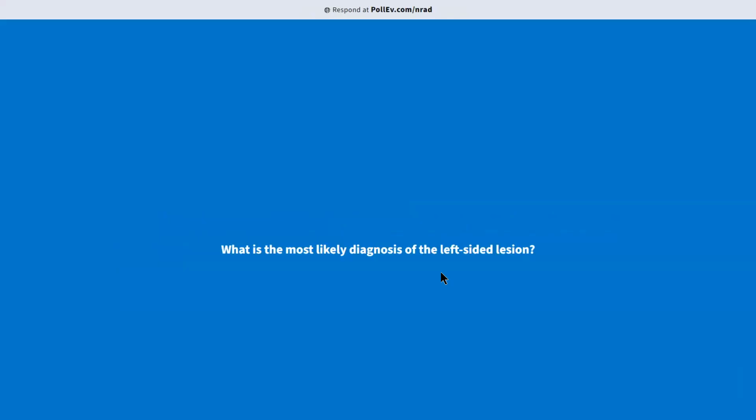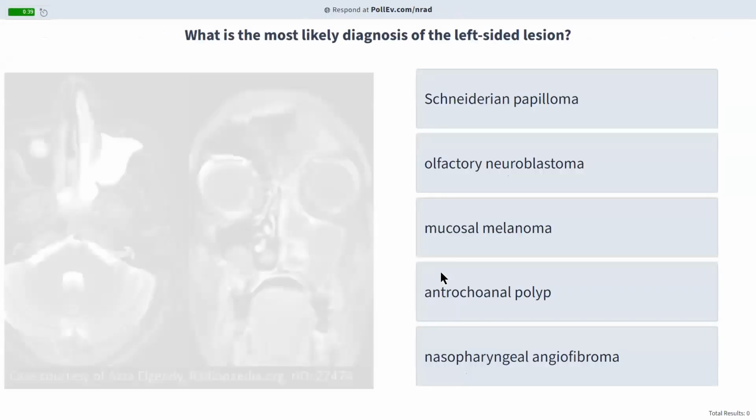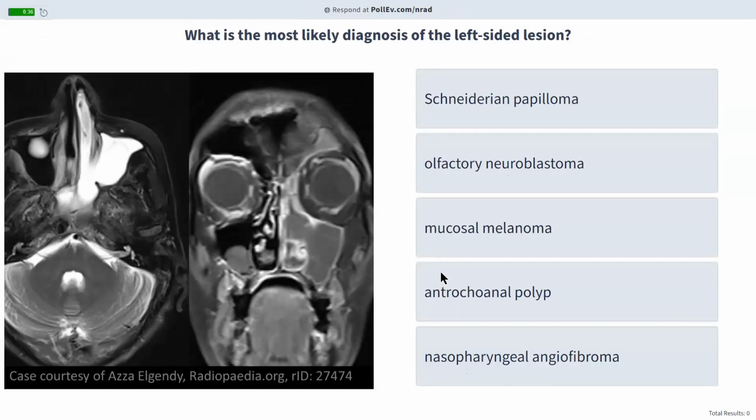What is the most likely diagnosis of the left-sided lesion? This patient has nasal congestion.